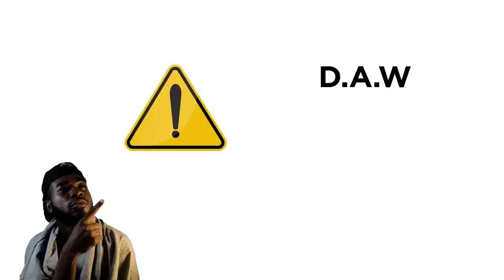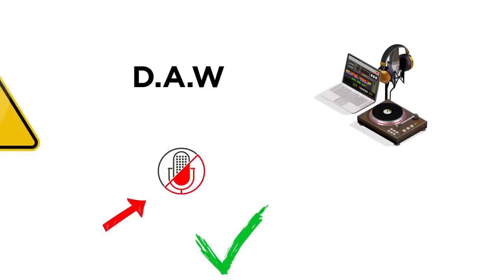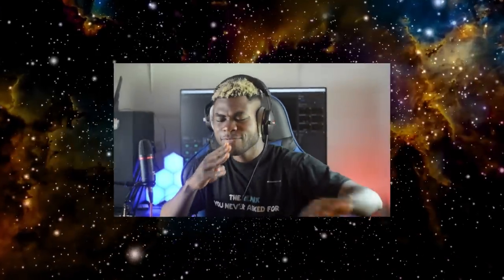Okay, now let me visually explain it. The most important thing you need in your DAW is the record button. Once you find that, you are good to go. So I played a beat to use as my guideline. Okay, so now I have to give myself some tempo. And I have to give myself some lyrics, you understand?